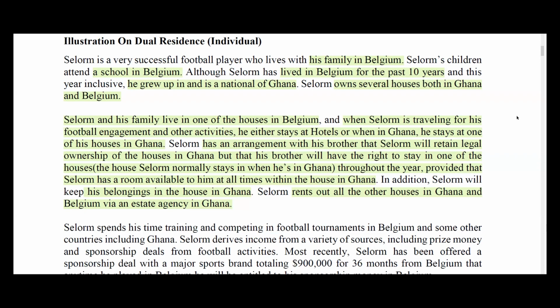Good. Yeah, and also he has the right to stay in one of the houses, provided that Salom has a room available to him at all times within the house in Ghana. And he has his belongings in Ghana. Yes. And he rents out all the other houses, in Ghana and Belgium, via an estate agency in Ghana. For me, that one too is very interesting, but we can get to it later. So in the exam, be an expert. You don't have to be an expert too.